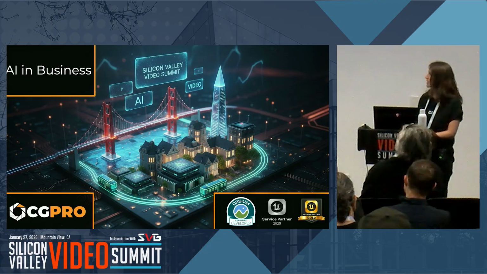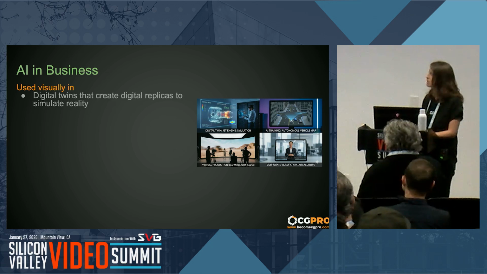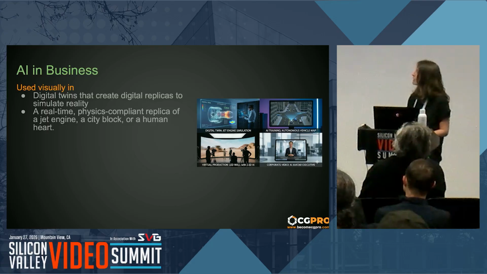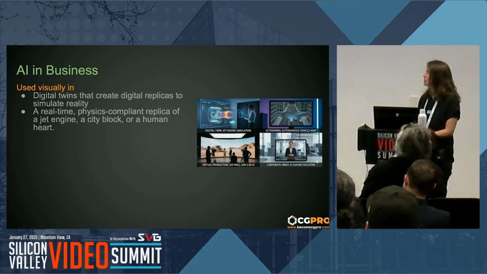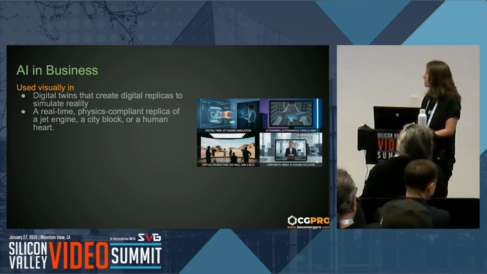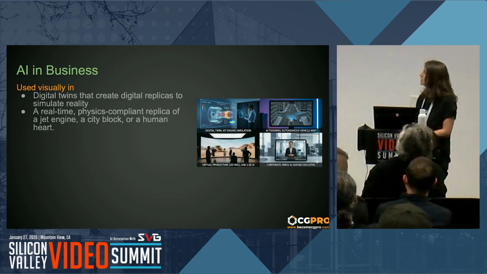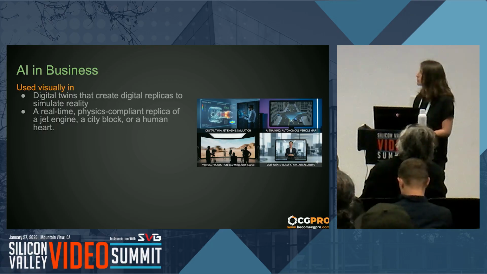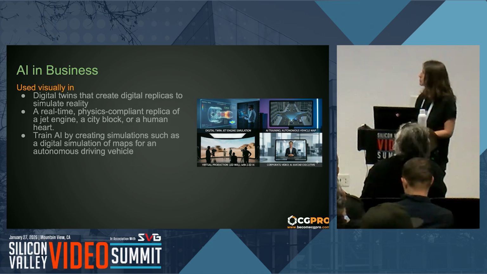So let me go into business a little bit, into the enterprise world. I'm seeing it a lot in digital twins. So it creates digital replicas to simulate reality, such as the bomb example that I gave earlier. And they're using it for real-time physics-compliant replicas of things like a jet engine, a city block, or a human heart. So there's a lot of broad reasons to be using AI, and digital twins of those things are really, really useful. We've done a lot of training for AI using digital twins, and it's a really useful tool.